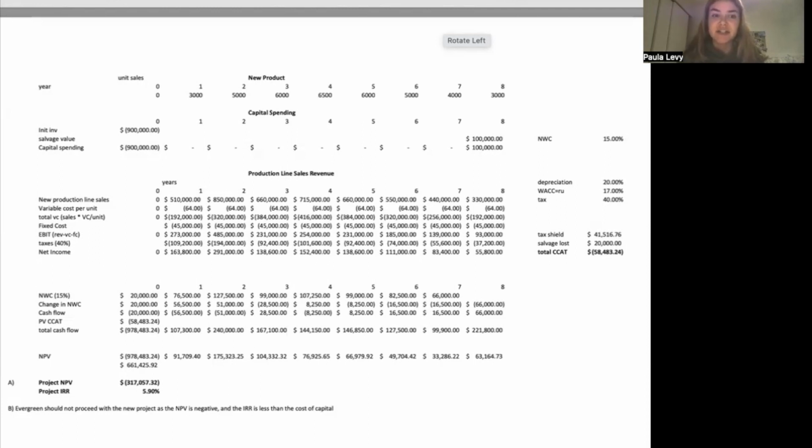The present value of the tax shield is calculated by the tax shield formula given in class. The discount rate is also the weighted average cost of capital, or the WACC, at 17%. Depreciation is 20%, and tax is 40%. Thus, we find that the NPV of the project is negative $317,057.32, and the IRR is 5.90%. From these numbers, we can determine that Evergreen should not proceed with the new project because the NPV is negative and the IRR is less than the cost of capital, so this project will not be profitable for them.